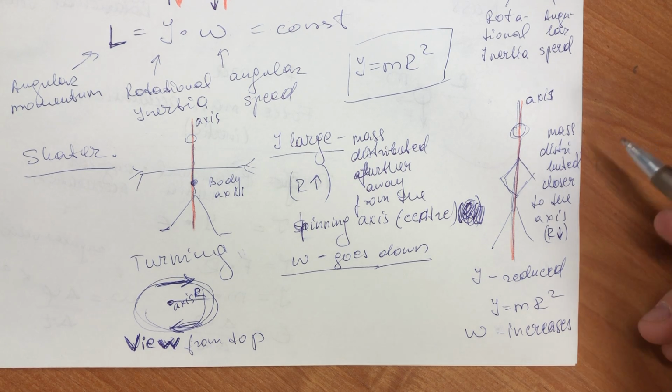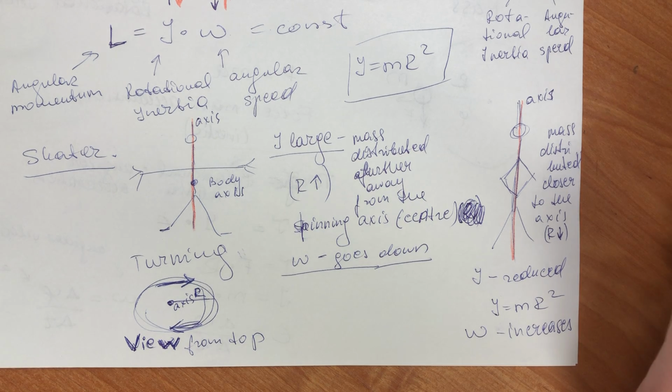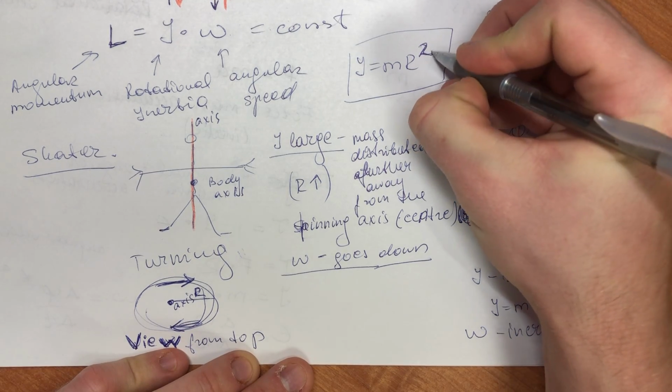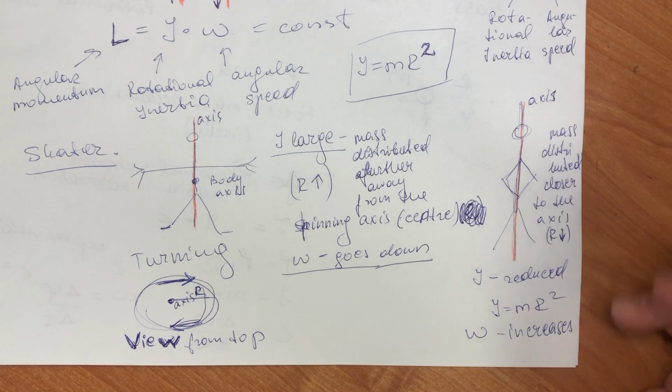The same is with the diver. When a diver is jumping into the pool from high above, from bigger heights, he is spinning, and he pulls his arms and legs close to him, and then rotational inertia reduces and angular velocity increases.